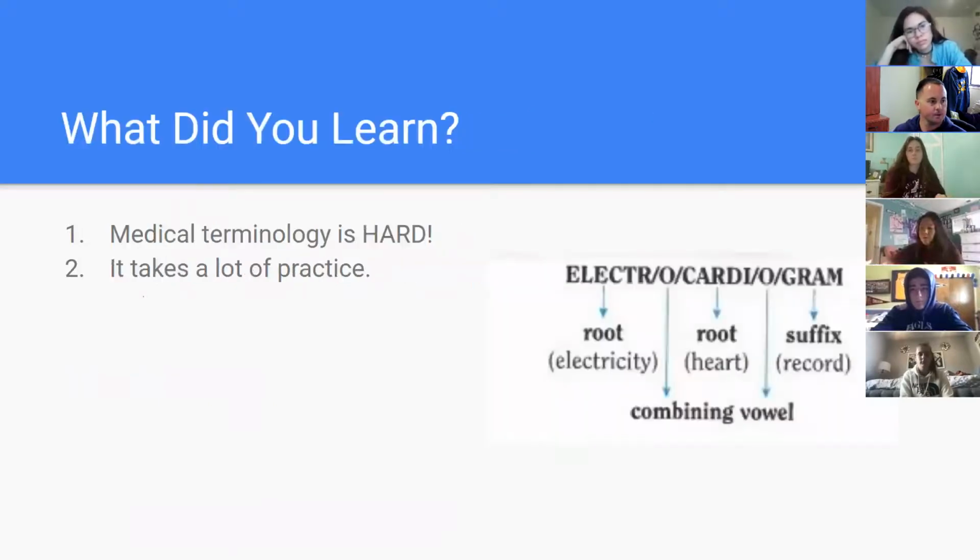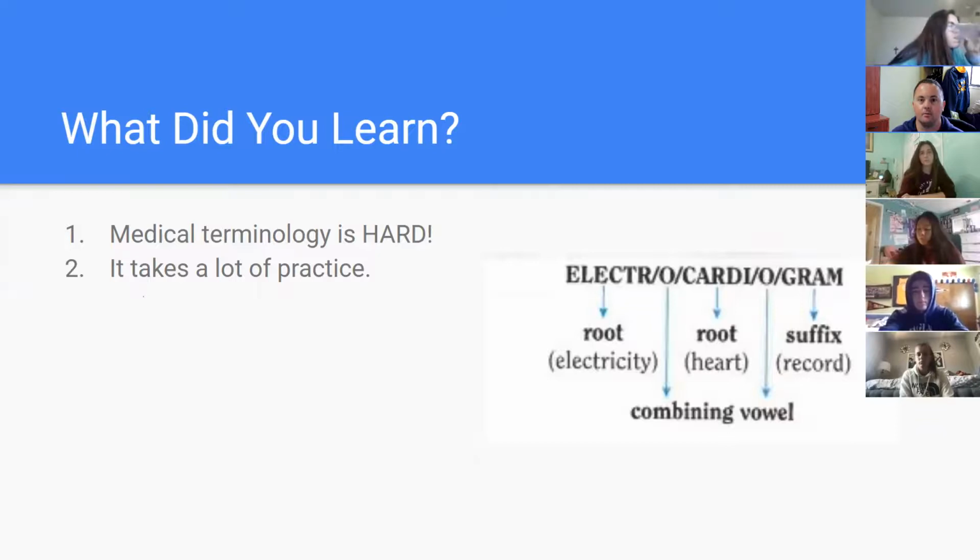Okay. So what did we learn? Medical terminology is really hard. You are going to get into some very complex words and they're going to be hard to pronounce. A lot of times I even have to stop and think about what does that word mean and how do I pronounce that? It takes a lot of practice, a lot of practice.